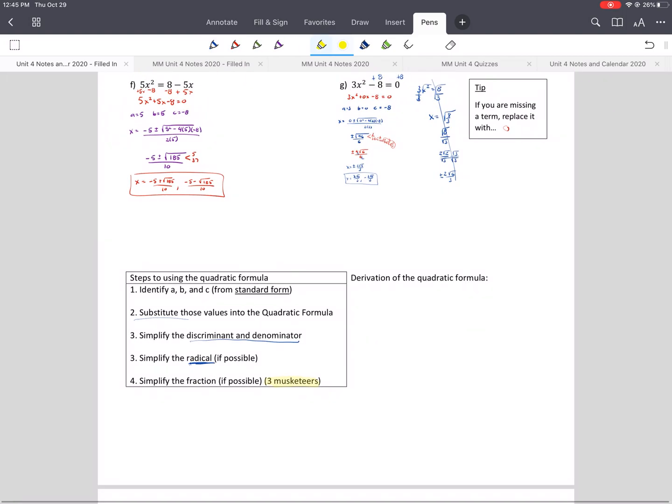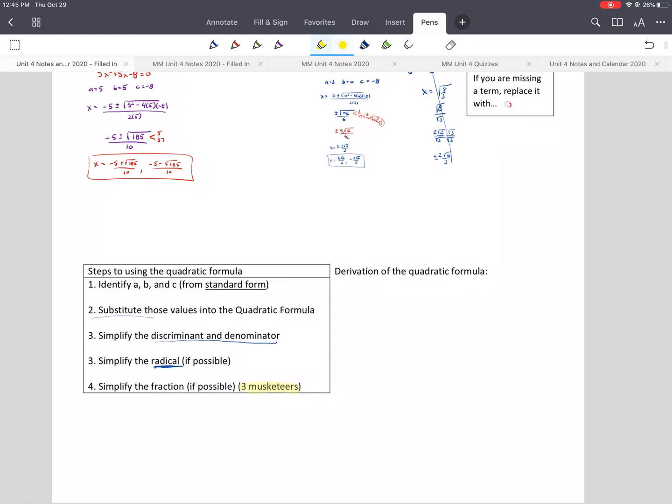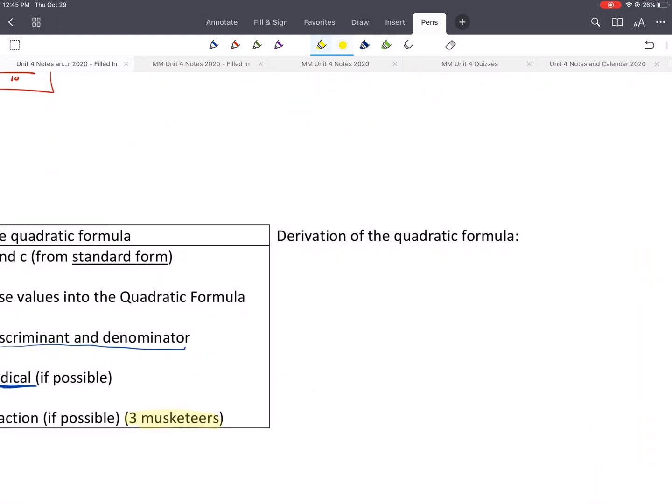Nice, right on time. So there is a derivation for coming up with the quadratic formula, but I'll probably save that for if you're really interested. I could make a separate video for that.